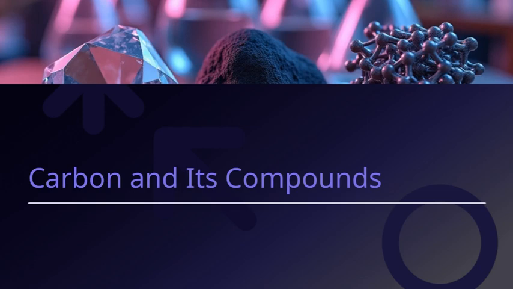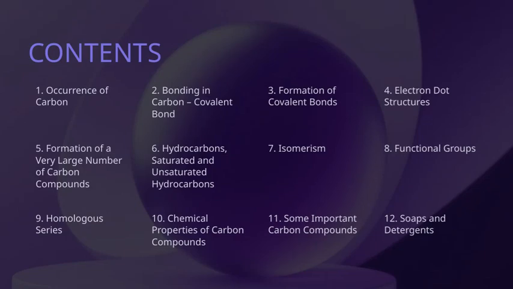Let's get started. Let's take a look at some of the fascinating topics we'll cover today, starting with soaps and detergents. We'll explore how they work and their importance in cleaning. Then, we'll move on to the concept of functional groups, which are specific groups of atoms responsible for the characteristic reactions of a compound. Understanding these groups helps us grasp the behavior of many organic molecules. Next, we'll examine electron dot structures, a simple way to visualize how electrons are shared in molecules, especially in covalent bonds. This leads us into understanding some important carbon compounds, which form the basis of organic chemistry.